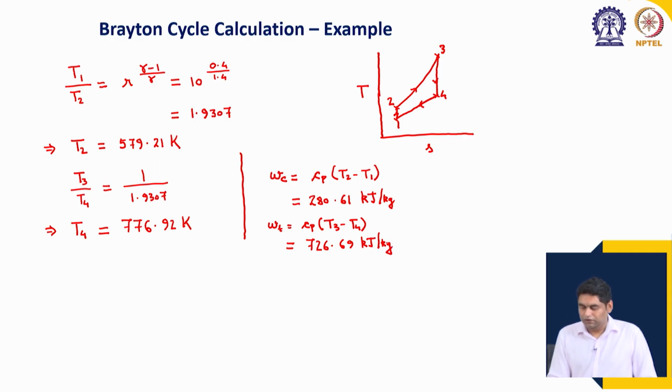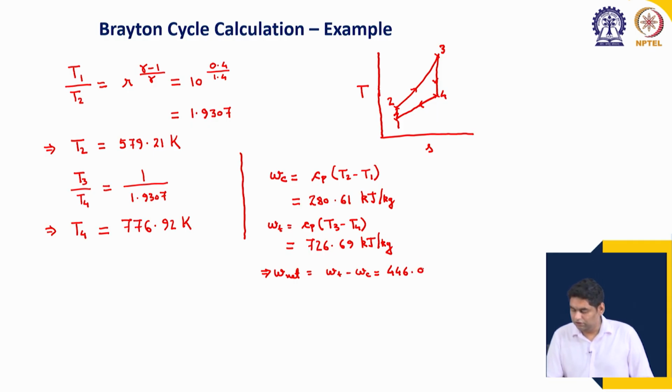So, net work output in that case is equal to W t minus W c, which gives us a value of 446.08 kilojoule per kg. To find the efficiency, so this is one of the answers, the net specific work output per unit mass flow rate. Then for efficiency we also need the value of Q in.